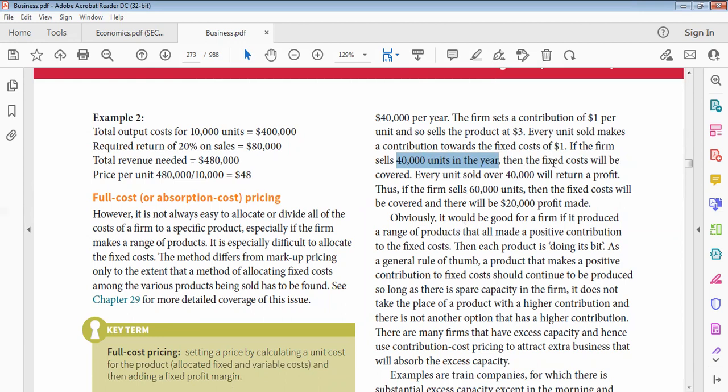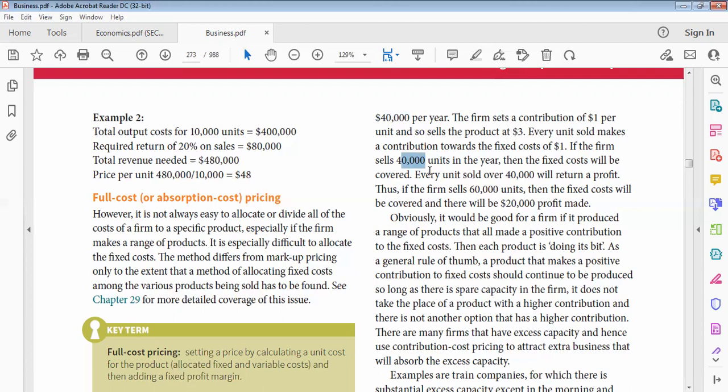Now, if you want a profit, for example, what they did here was, if they sold anything over 40,000, they will make a profit. Because this first 40,000 is helping them to get that $40,000 back. So anything sold above 40,000 is the extra money they can enjoy.